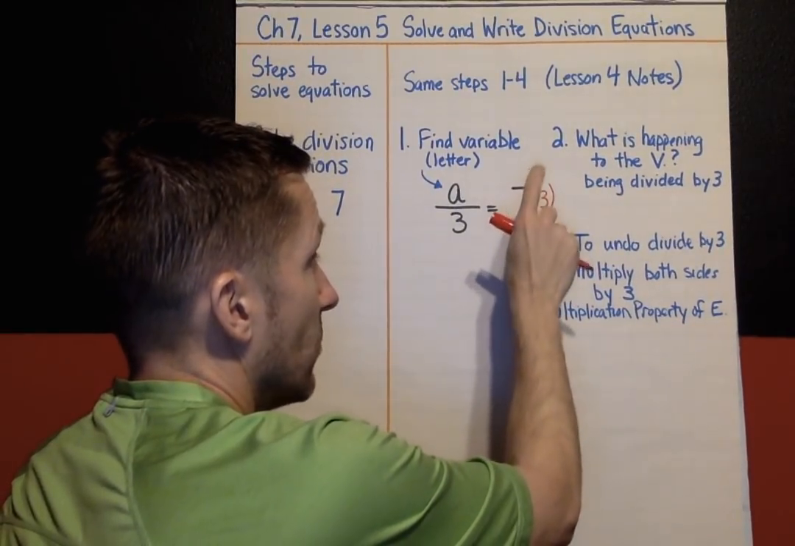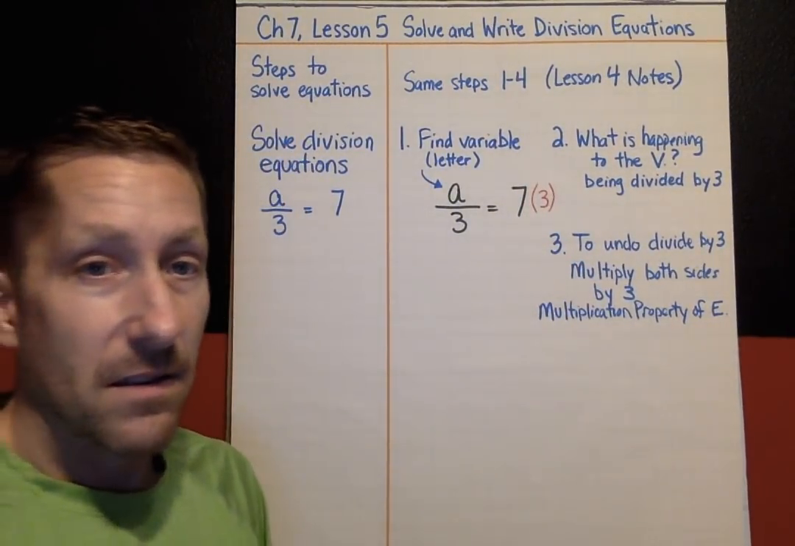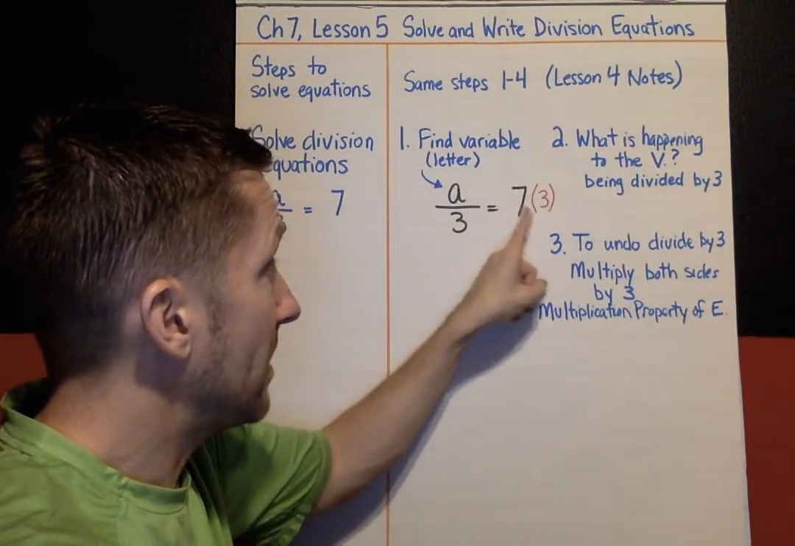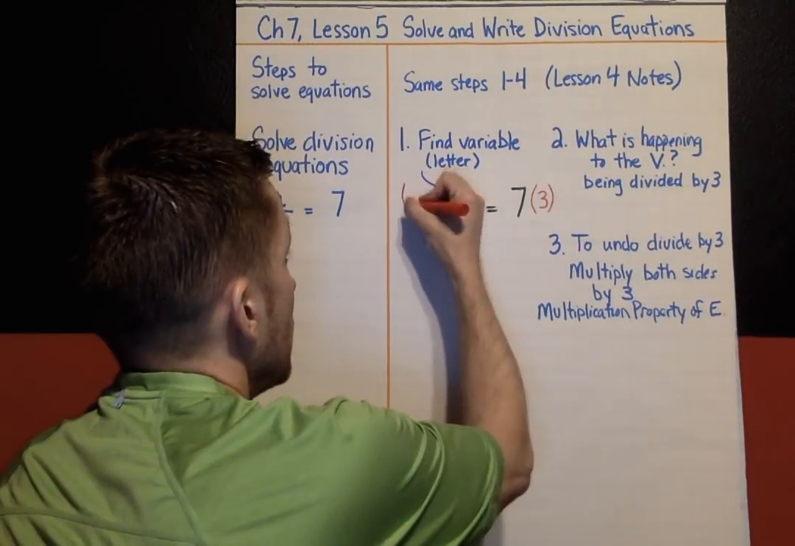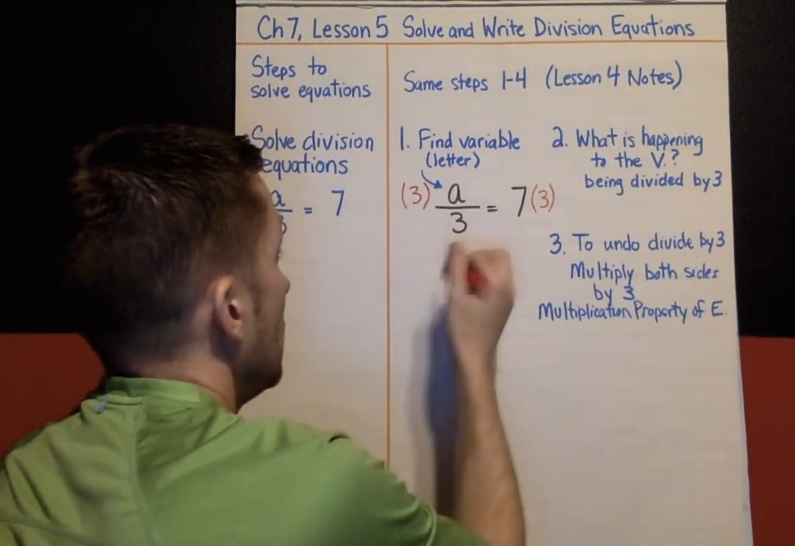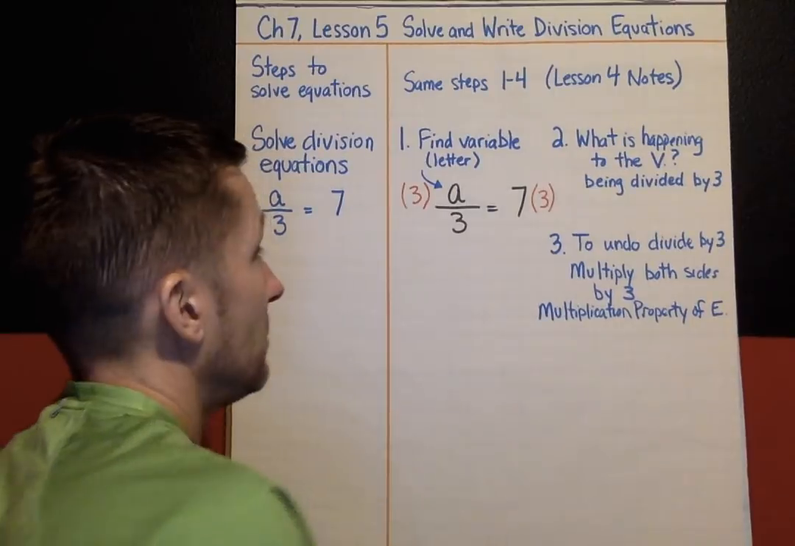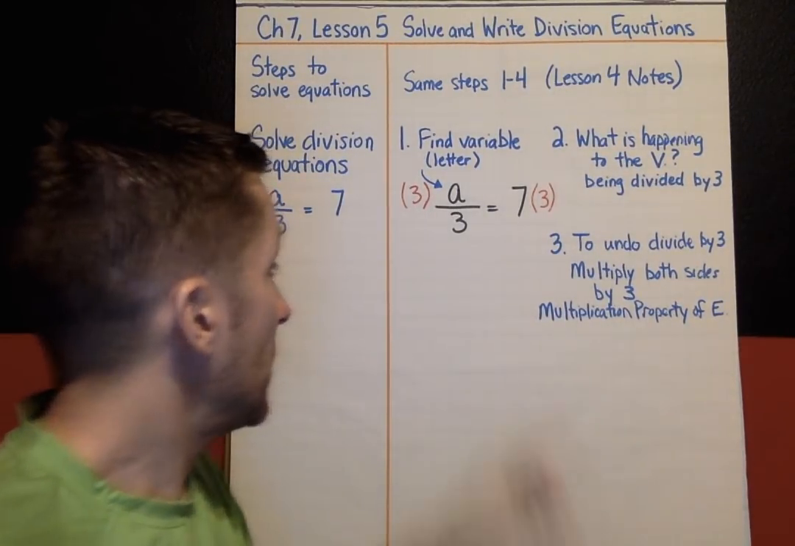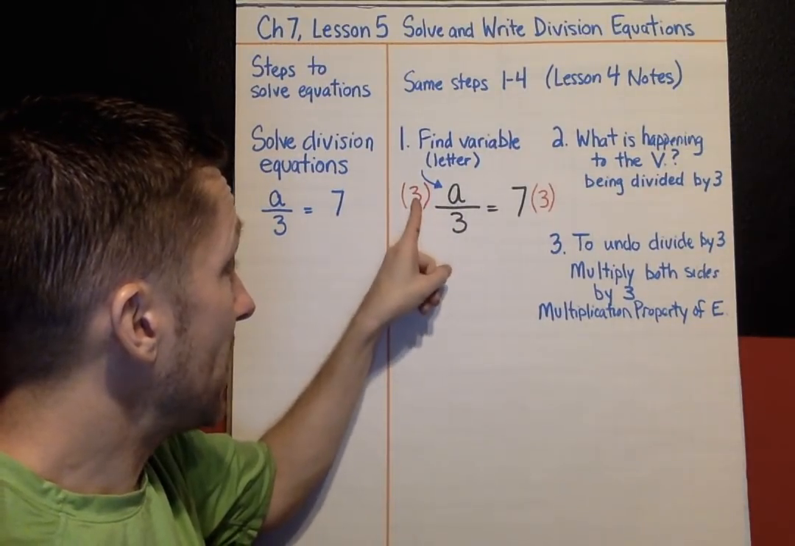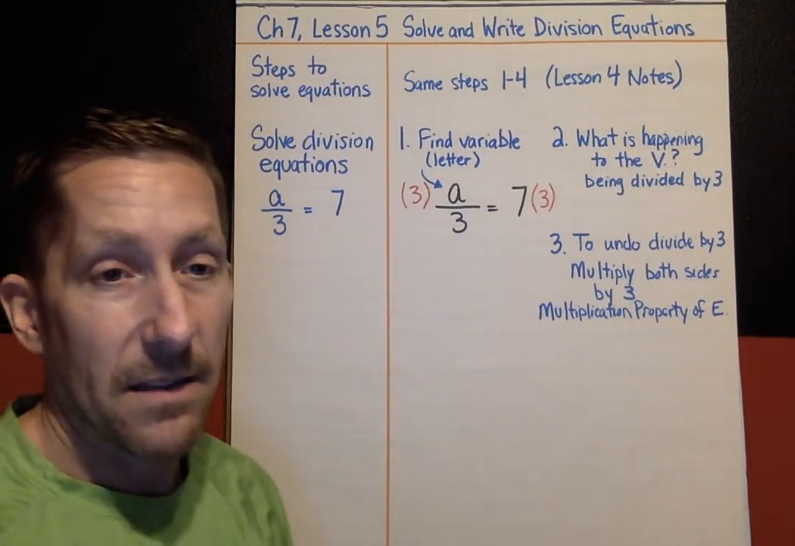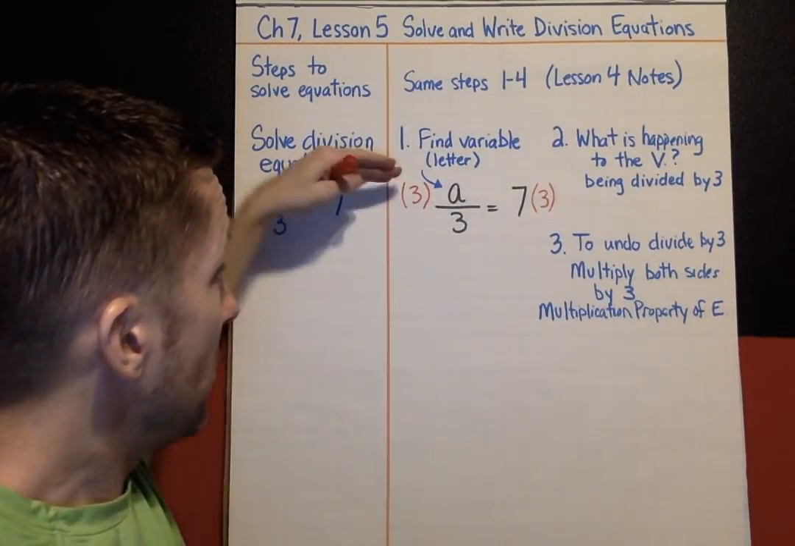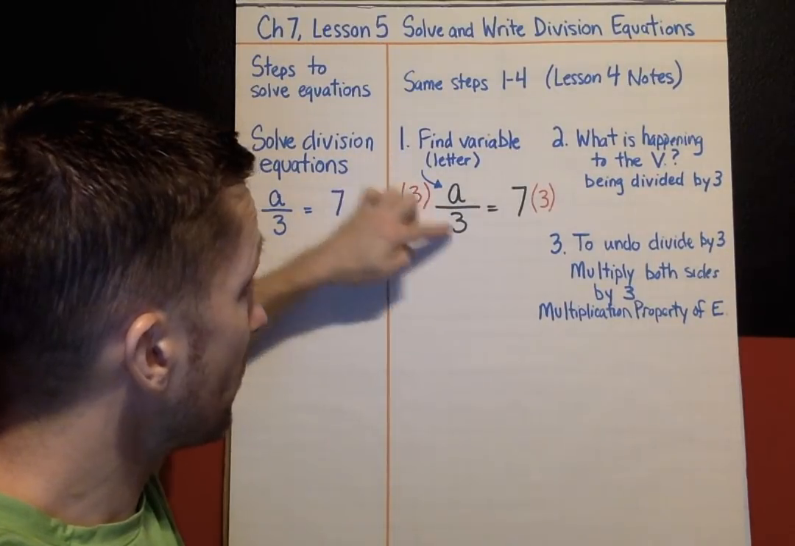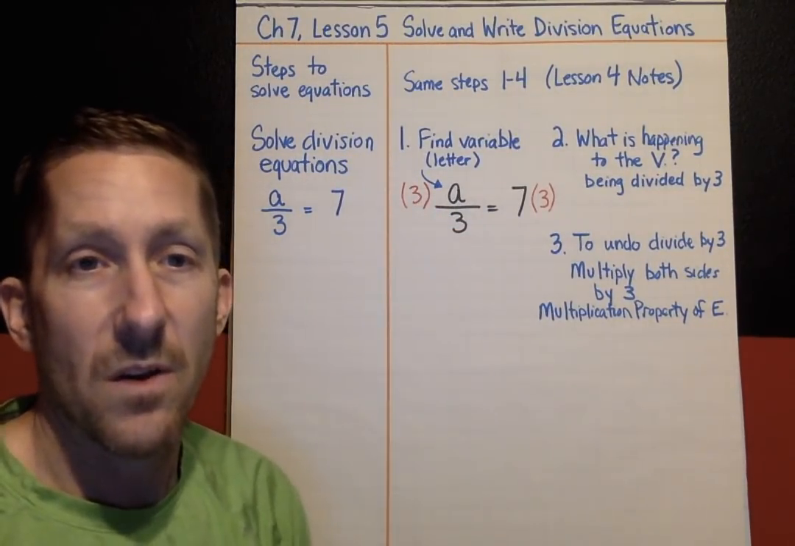A number right next to a parenthesis means they're being multiplied. So that notation right there means that I'm multiplying this side by 3. And I'm going to multiply this side by 3 too. Something with a parenthesis right next to it always means multiply. So this is showing I'm multiplying this side of the equation by 3. I'm multiplying this side of the equation by 3. Over here on this side of the equation, I've got 3 over 3, which turns into 1.